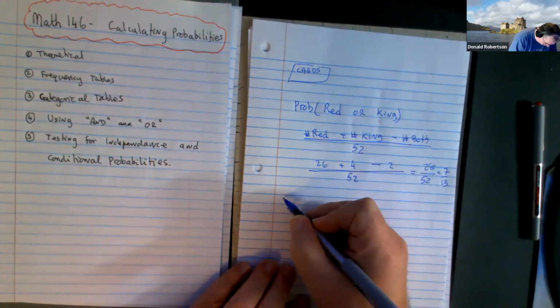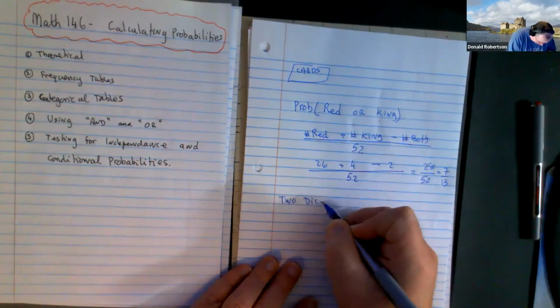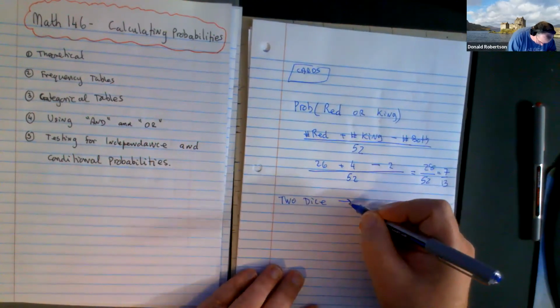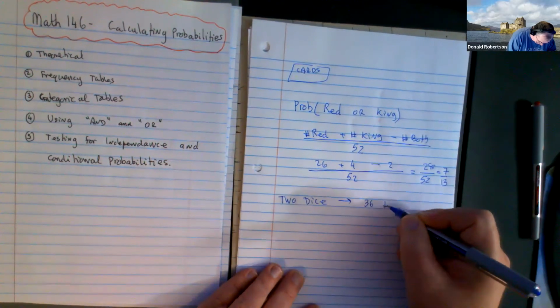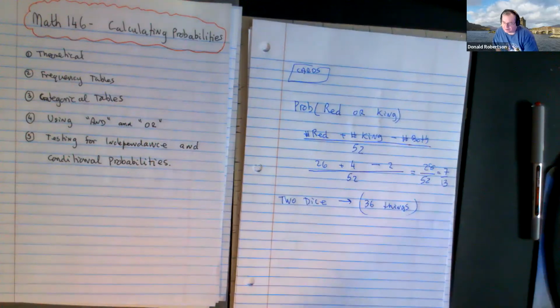Now let's do 2 dice. It's a little bit different. When you roll 2 dice, there are 36 things that could happen. That's an awful lot of things, isn't it? But can you think of it? A 1 and a 1, a 1 and a 2, a 1 and a 3, all the way to a 6, and a 2 and a 1, a 2 and a 2, all the way to a 6. There are 36 of them.